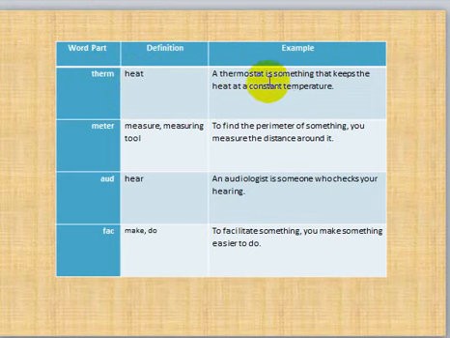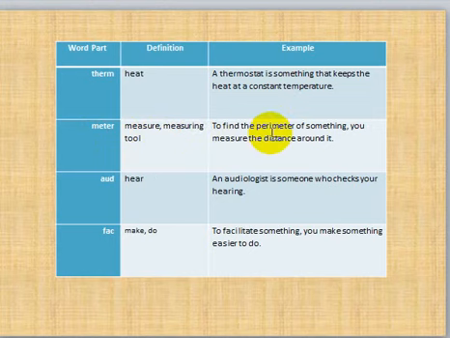For example, a thermostat is something that keeps the heat at a constant temperature. Thermostat is a piece of equipment or a device. You will find it on the right of the refrigerator. When you open the door, it has numbers 1, 2, 3, 4, 5 to control the heat inside the refrigerator.